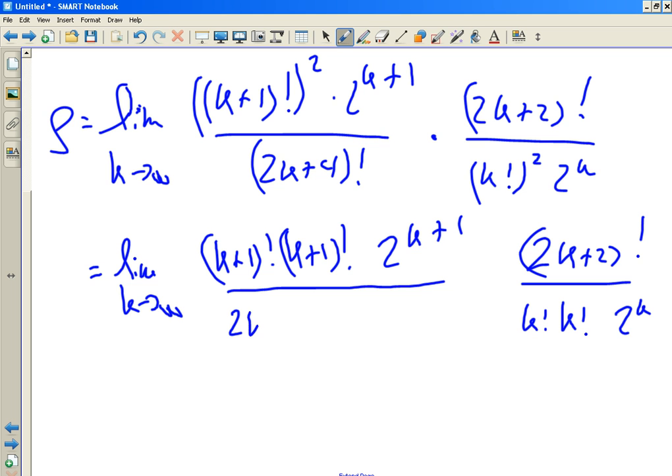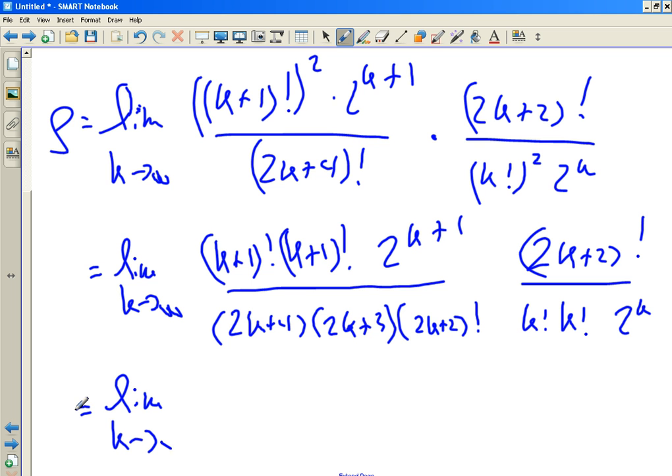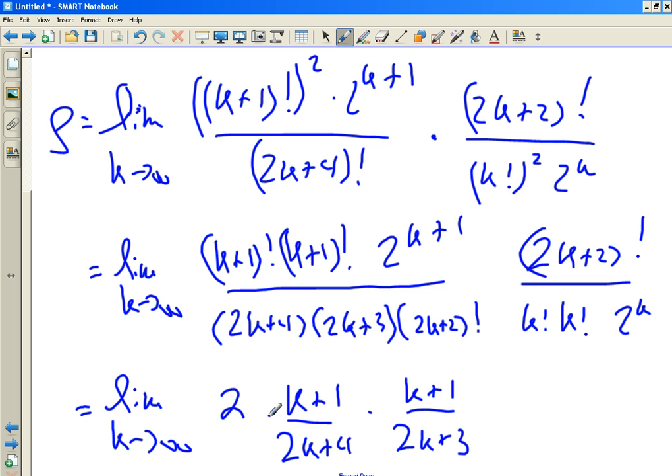Right, isn't this 2k plus 4 times 2k plus 3 times 2k plus 2, what's missing? Factorial. So this is left when you cancel this. k plus 1 is left when you cancel this. k plus 1 is left when you cancel this. 2 is left when you cancel this. So let's do this limit. 2 times k plus 1 over 2k plus 4 times another k plus 1 over 2k plus 3.